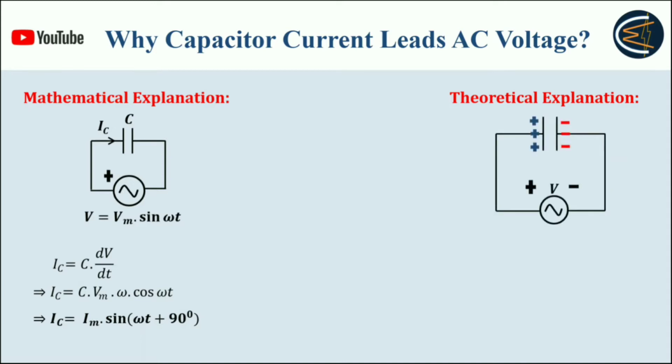As we all know, this is the circuit diagram, and this is the capacitor, and one sinusoidal AC voltage source is applied across it. Based on the working principle of the capacitor, there is a continuous charge distribution across the plates of the capacitor. Due to that continuous charge distribution, the current actually flows through the capacitor under an AC system.